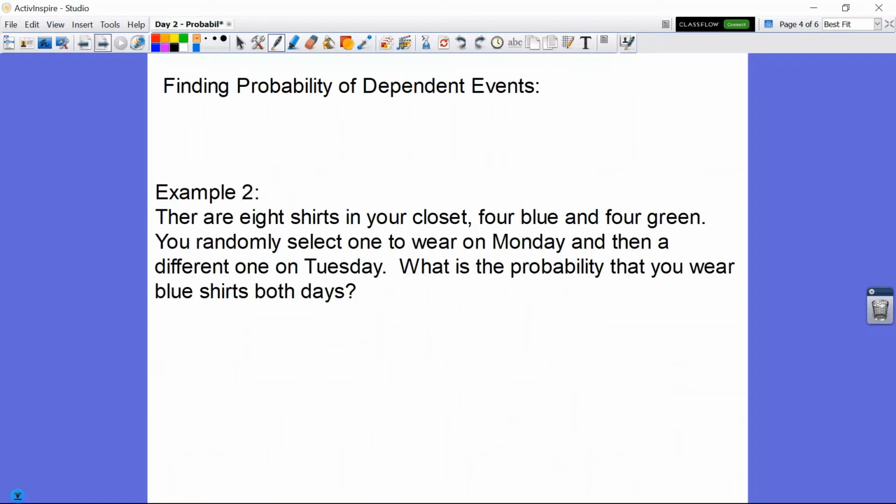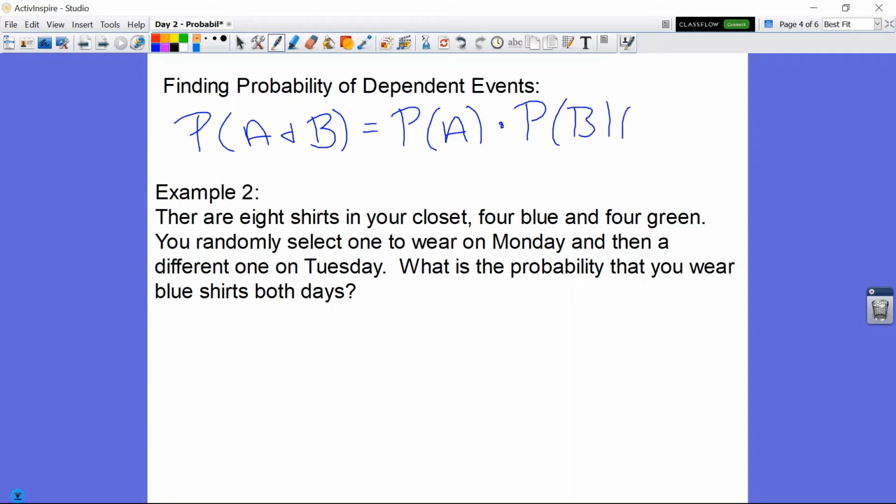All right, so our next part is if we know that events are dependent and we want to find their probability, and we're talking about the probability of more than one event occurring, something like the probability of A and B. If they're dependent, then in order to find that probability, we're going to take the probability of A and multiply it by the probability of B given A has occurred. This little symbol right here, remember, it means given. It doesn't mean that we're dividing.